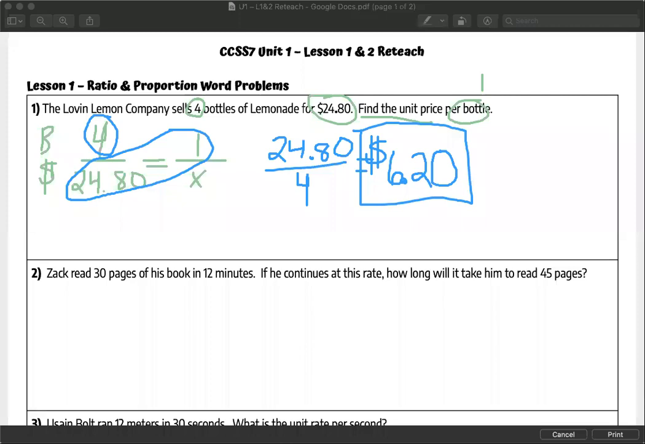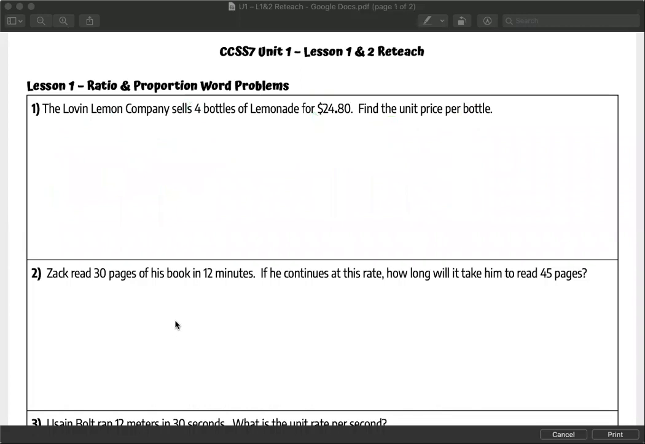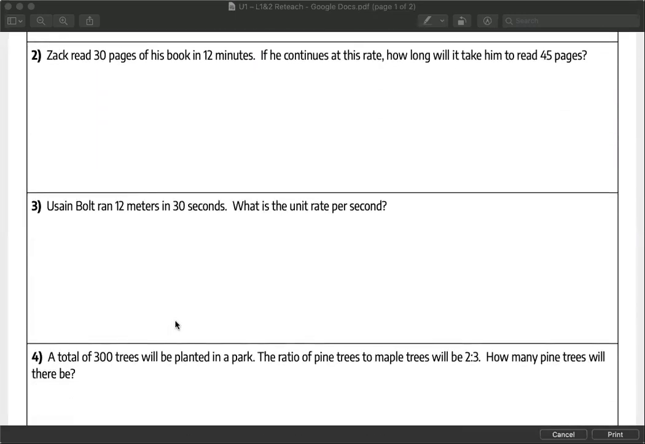All right, let's do problem number 2. Zach read 30 pages of his book in 12 minutes. If he continues at this rate, how long will it take him to read 45 pages? So we're going to set up our initial ratio, which we were comparing pages and minutes. So we have 30 pages in 12 minutes.